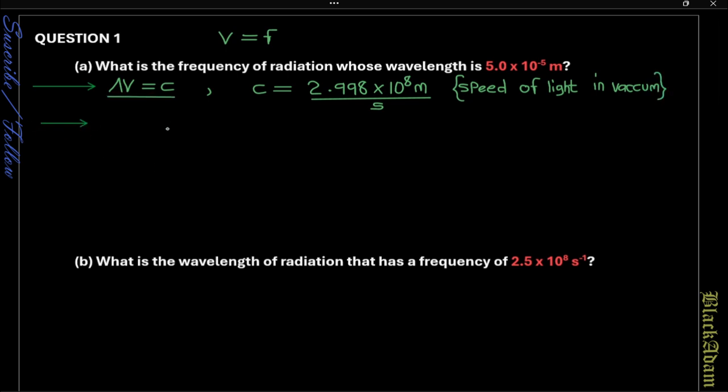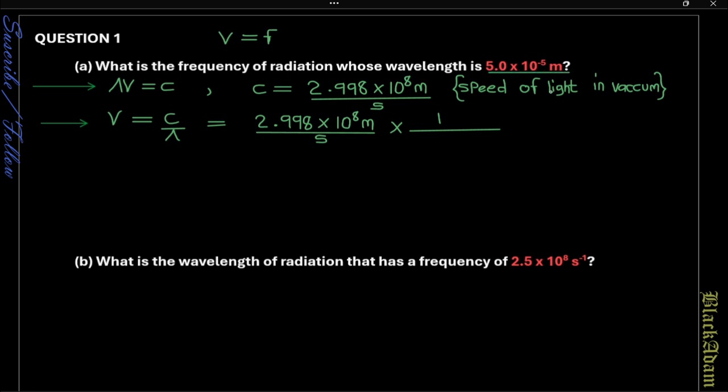And then we have that equation. So wavelength times frequency is equal to a constant. So the constant over frequency is the wavelength, and the wavelength is given. Frequency is equal to the constant over wavelength. So we need to put the constant value, that is 2.998 multiplied by 10 to the power 8 meter per second. And then we have the wavelength, which is 1 over 5.0 multiplied by 10 to the power negative 5 meters.